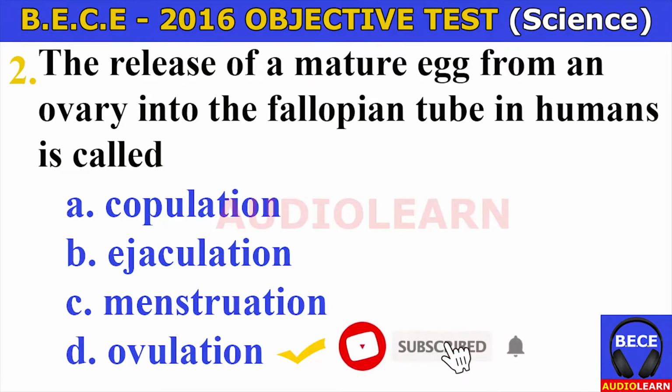Number 2. The release of a mature egg from an ovary into the fallopian tube in humans is called A. Copulation, B. Ejaculation, C. Menstruation, and D. Ovulation. And the answer is D. Ovulation. The release of a mature egg from an ovary into the fallopian tube in humans is called ovulation.